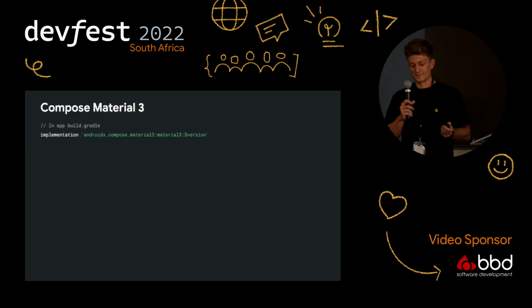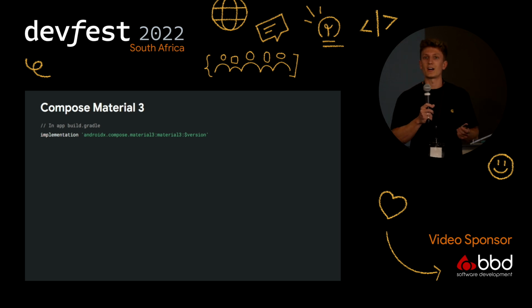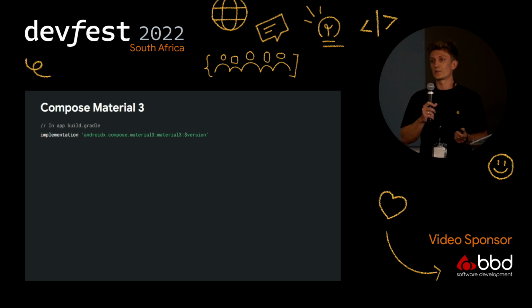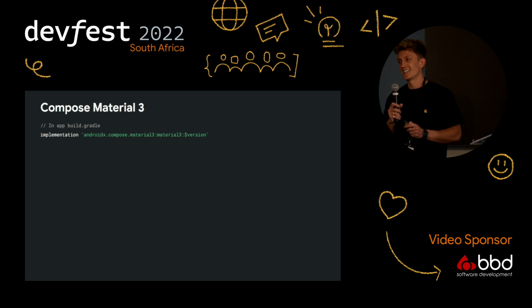So let's dive into some code. I'm now going to show you a little bit about how to implement Material Design 3 in Compose using Compose Material 3. And the first thing you'd want to do in your app is add the dependency to your app. It's pretty simple. It's just a single line in your build.gradle file.